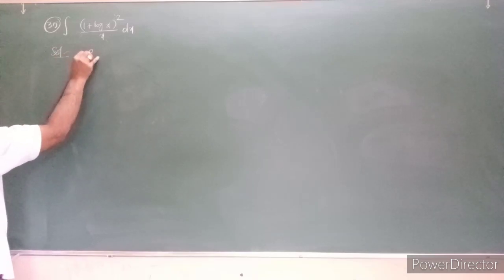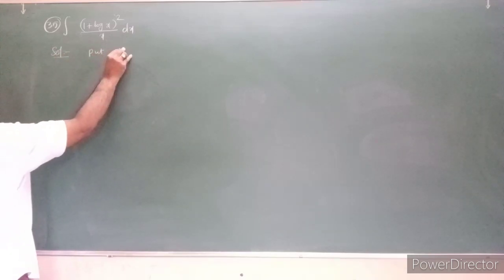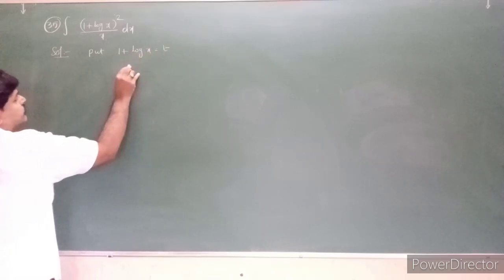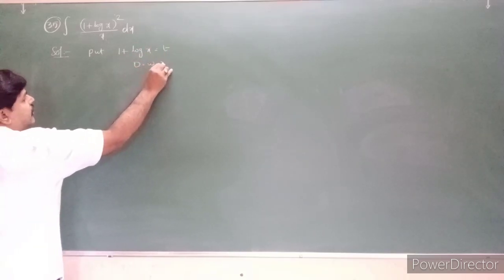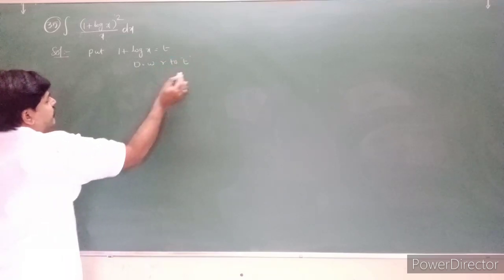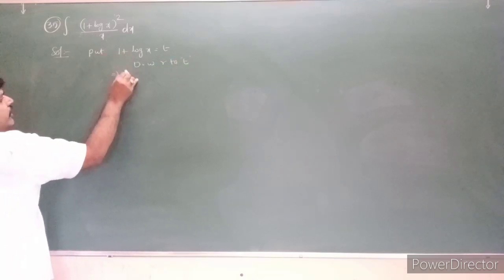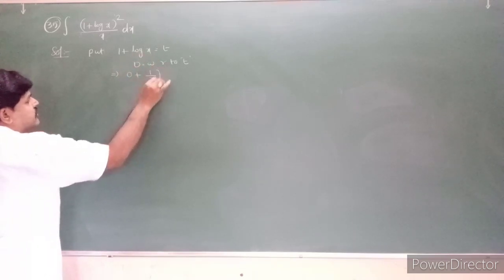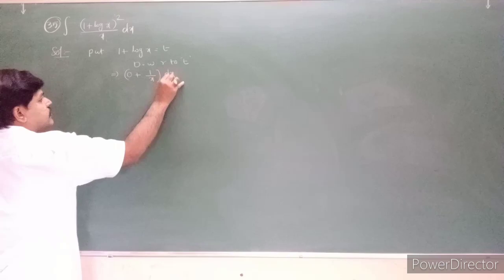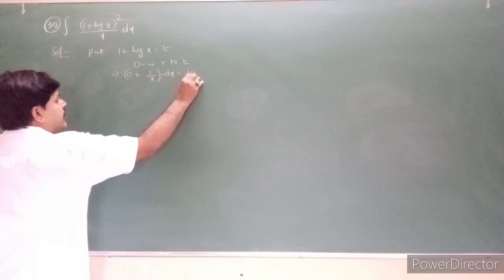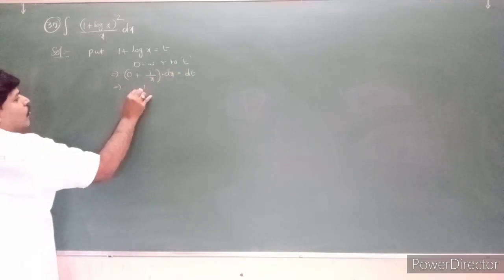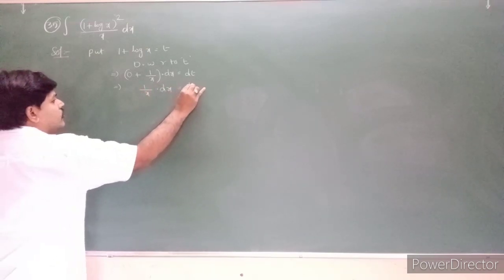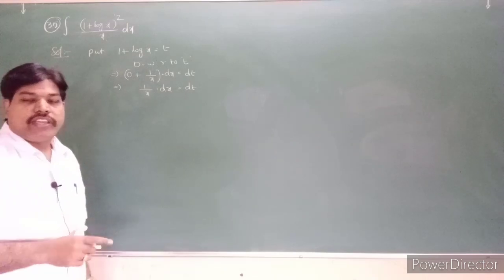So first what we will take is, put 1 plus log x is equal to t. Differentiate with respect to t. Derivative of 1 is 0 plus log x derivative is 1 by x into dx is equal to dt. So that implies 1 by x into dx is equal to dt. 1 by x into dx value is dt.